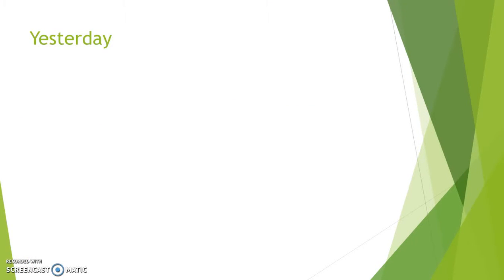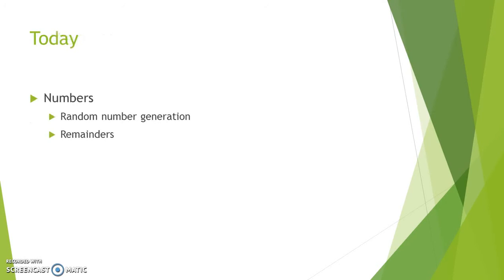Yesterday we talked about the screen. We talked about displays, we talked about screen resolution, we talked about colors and fonts. Today we're going to actually view things from under the hood instead. Instead of talking about displays and things like that, we're going to talk about numbers. So we're going to talk about random number generation, a little bit about simulations, talk a bit about remainders, and a few applications of some of these ideas.